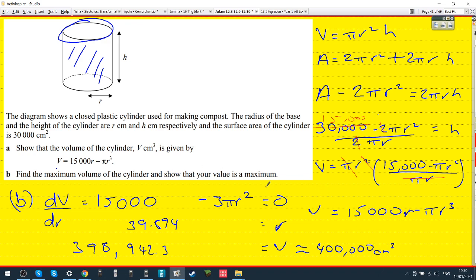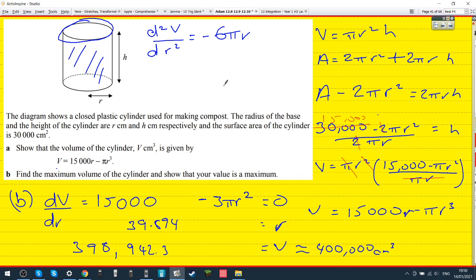Show that your value is a maximum. So now we need the second derivative, which gives you minus 6 pi r. What is the derivative of 15,000? 0. So it's just minus 6 pi r. So that's d squared V by dr squared. Is that how you do it? I think so. Minus 6 pi r. Okay.